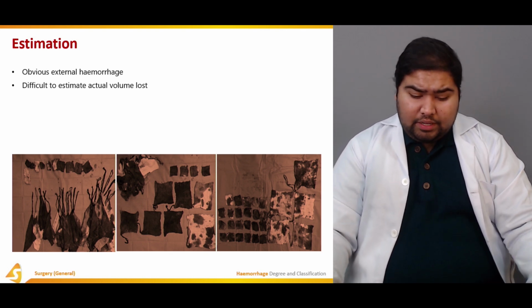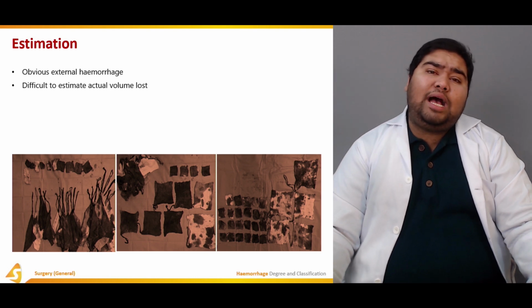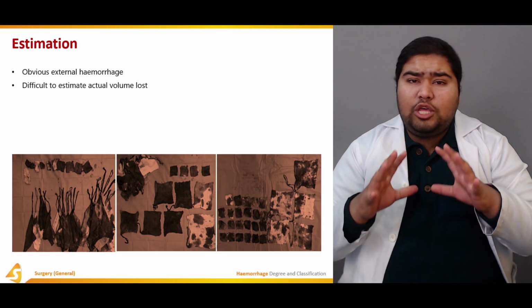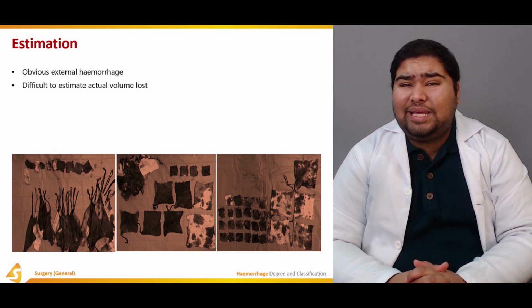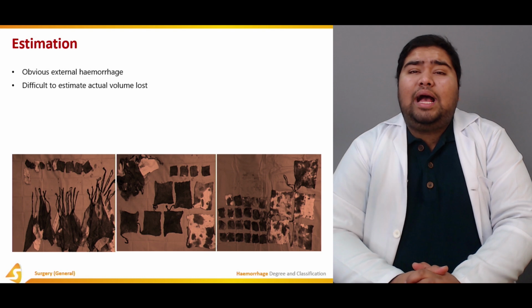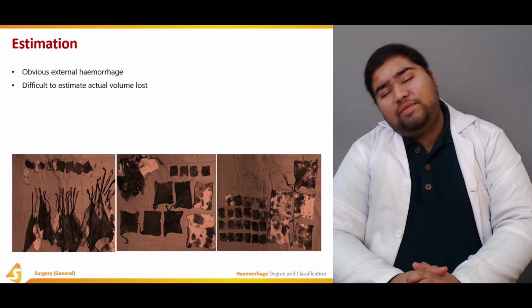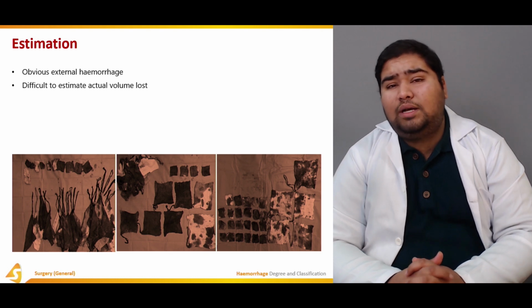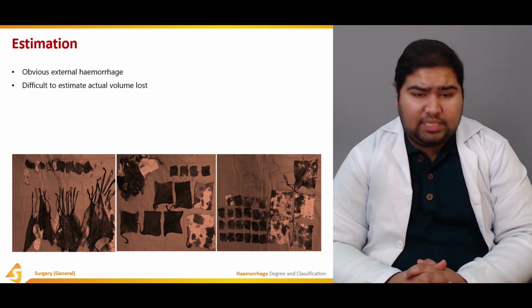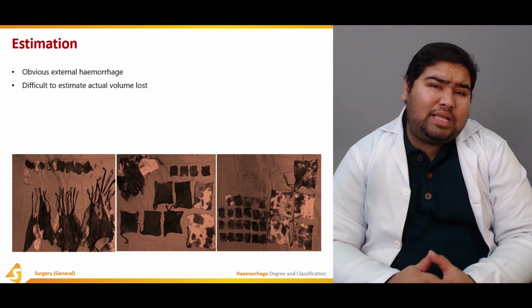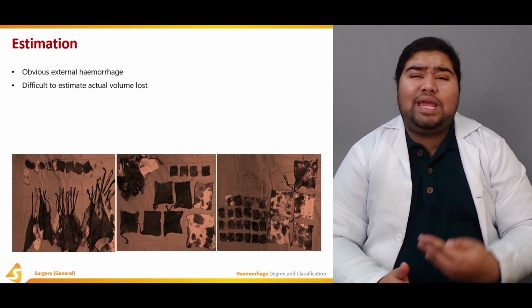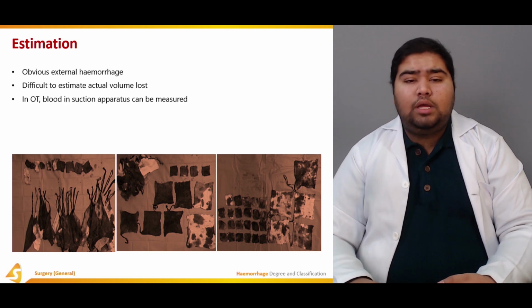And in a concealed hemorrhage, you cannot actually see the bleeding. The bleeding is within the body cavity, and to measure that bleeding is very difficult. So in a concealed hemorrhage, it is pretty difficult to estimate the volume of bleed. It is difficult to estimate the actual volume loss, be it external hemorrhage or concealed hemorrhage.